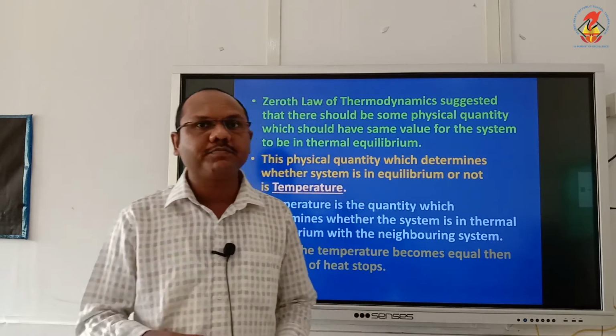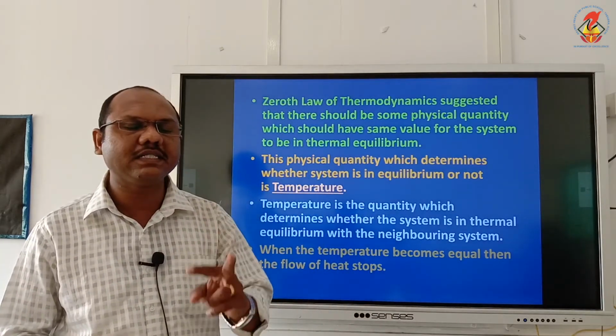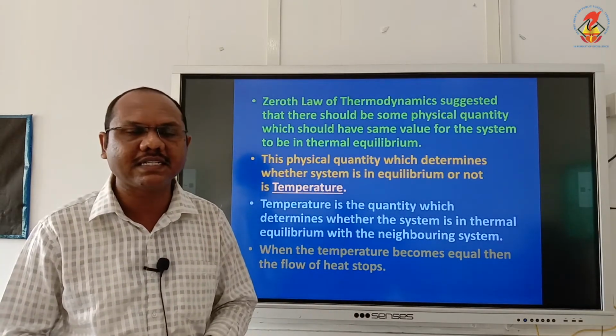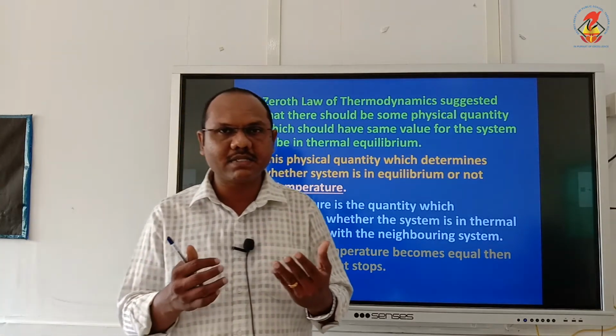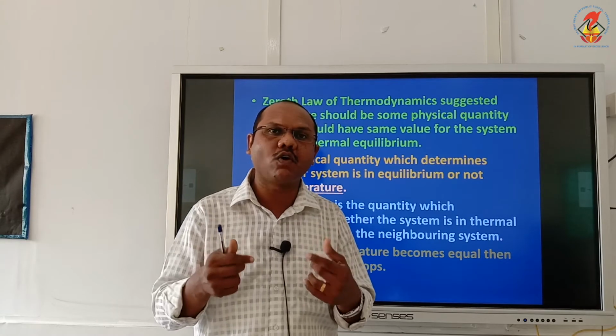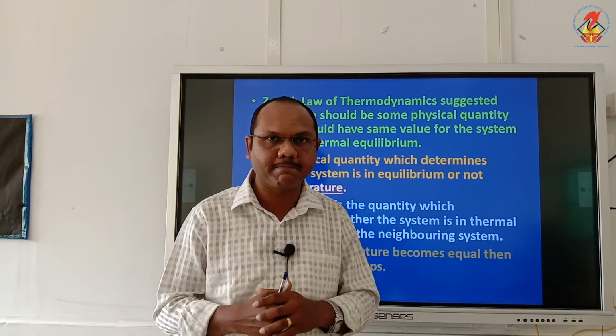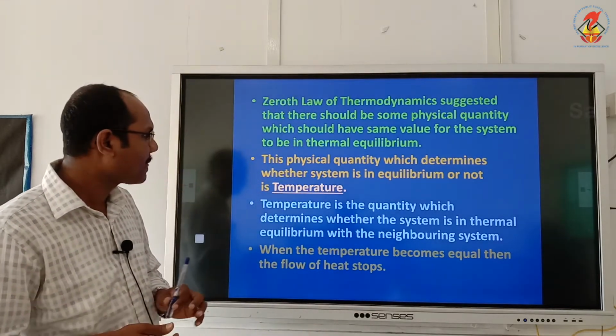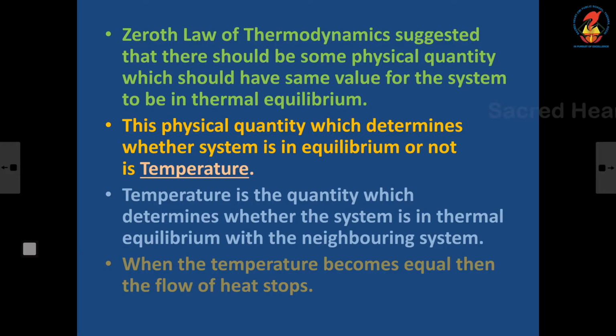That is why when all three systems A, B and C in my previous example are in thermal equilibrium, then all of their temperatures remain the same. So temperature is the quantity which determines whether the system is in thermal equilibrium with the neighboring system. And when the temperature becomes equal, the flow of heat also will stop.